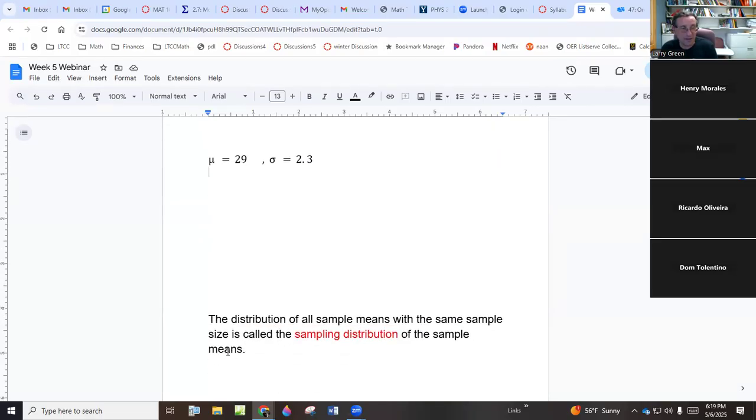Okay, so here's a big definition that's going to be important. The distribution of all sample means with the same sample size is called the sampling distribution of the sample means. Notice the "ing" in sampling. It's not the sample distribution. It's the sampling distribution because you're looking at all the different samples that could be taken.